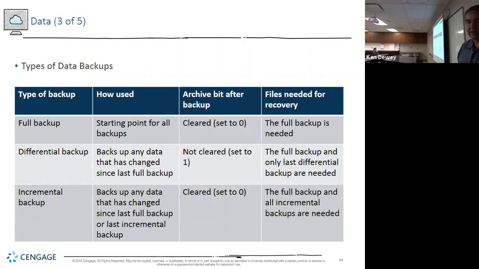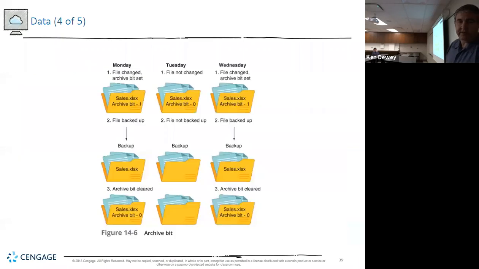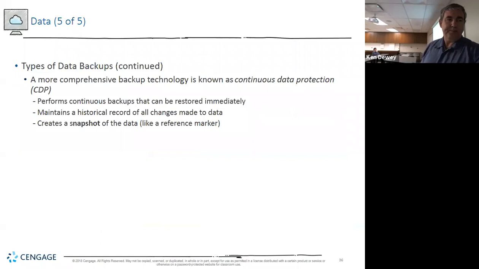What I would normally do is try to do full backup once a month, differential once a week, and incremental every other day. That's where you get everything. So just different levels of backups. And here's an example. We're not going to go through that. Okay. There's a more comprehensive backup technology known as continuous data protection, where it backs up immediately and restores immediately. I've never messed with that. Kind of creates a snapshot of everything. So if you know what VMware is, that snapshot's built in.